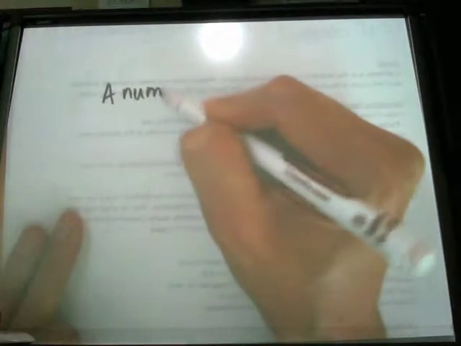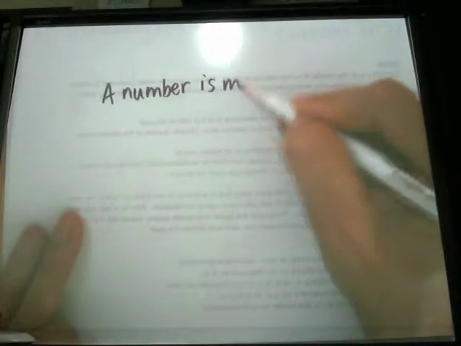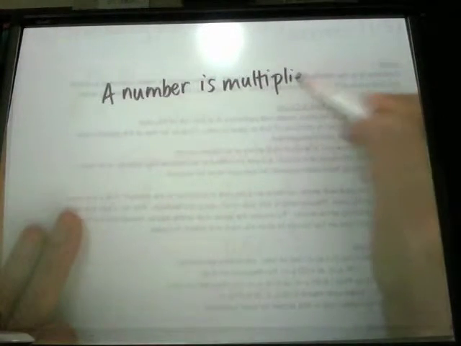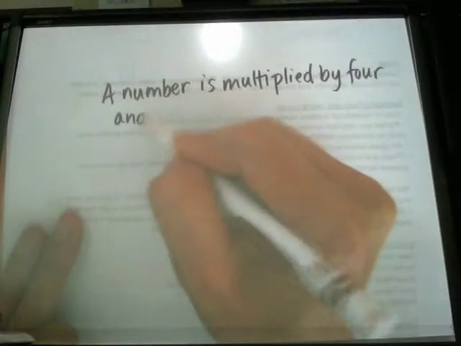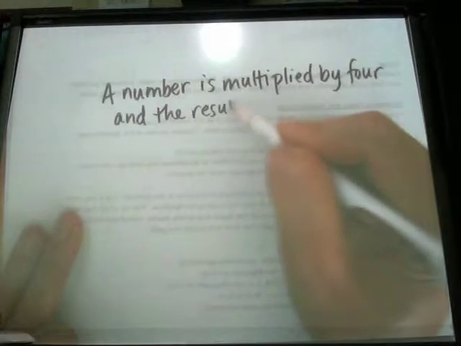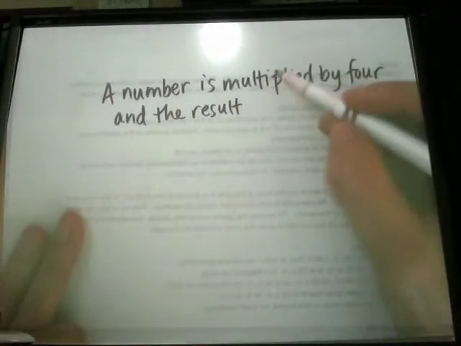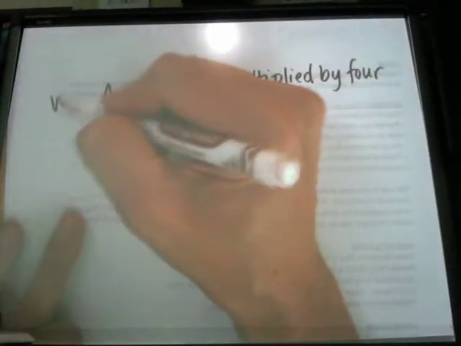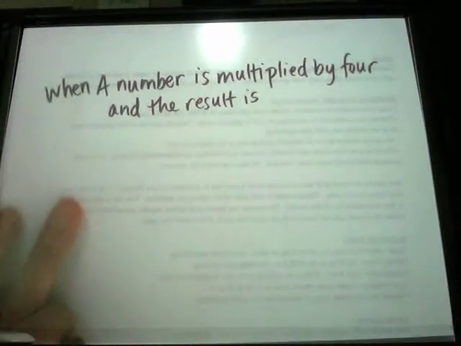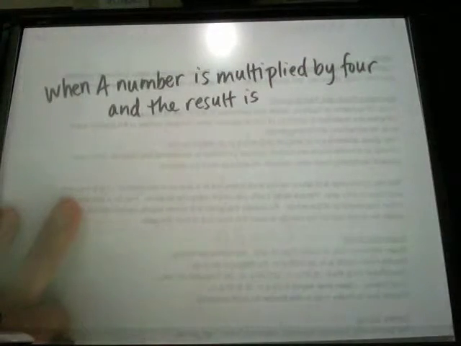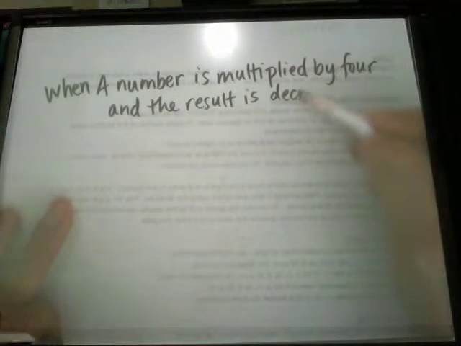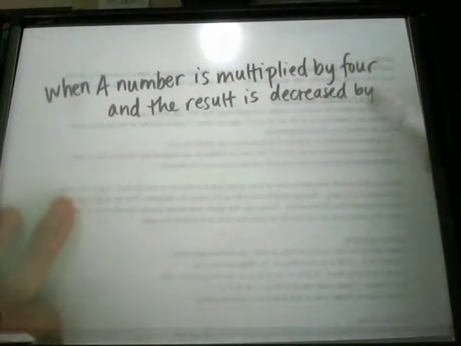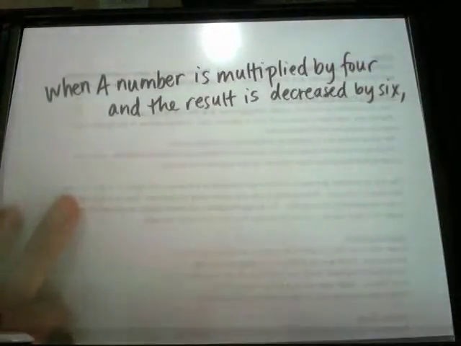Let's say a number, it's going to be a long one, sorry. A number is multiplied by 4, and the result... Oh, I forgot the word when at the beginning. It won't make sense without the when. When a number is multiplied by 4, and the result is decreased by 6, I told you it was a long one, we're not done, comma, the final result is 10.